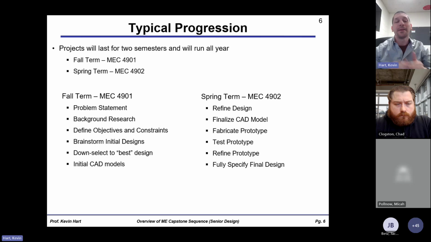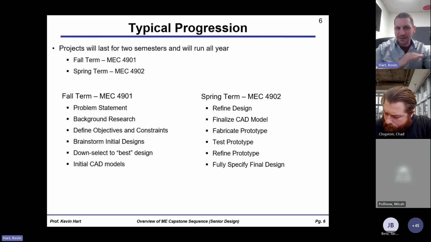And then in the spring, you're going to spend a lot of your time actually making a prototype, testing it, refining it, iterating it. That's the usual typical process. Not every project follows that particular path. There are some that are more complex or less complex where you might have a different timeline, but I'd say that's a good rough timeline for the 2 different courses.